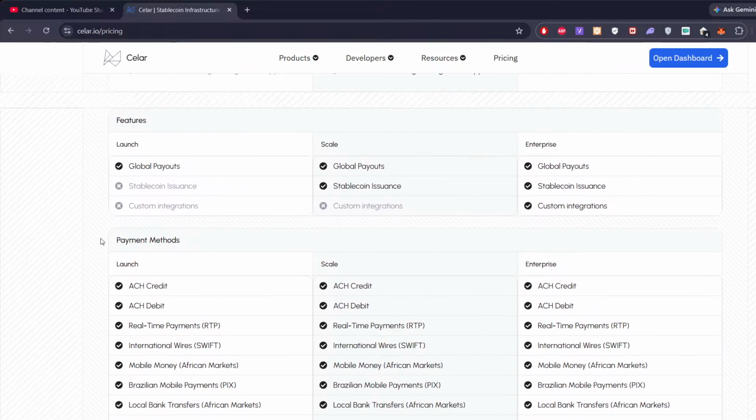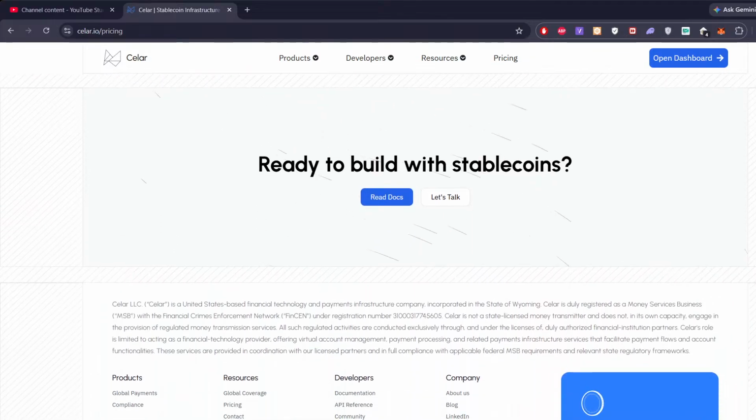And the last part shows the different payment methods that you can use to move money in and out of our platform or system.